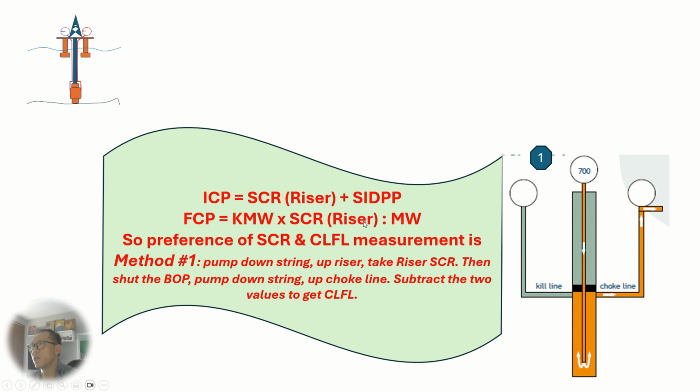So therefore, method number 1, you pump down the drill string, take the return up the riser, record the SCR up the riser. And then you shut the BOP, you pump down the drill string, take the return up the choke line, you have the second record on the drill pipe pressure gauge. Okay, deduct them from each other, you have the choke line friction loss. And you also have the SCR of the riser. So that's why this is the preferred method.